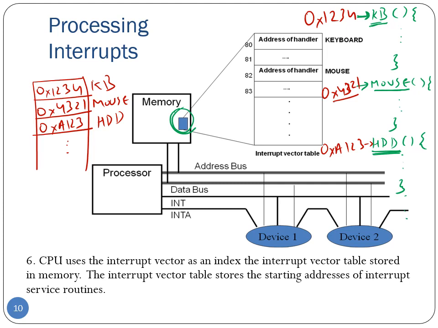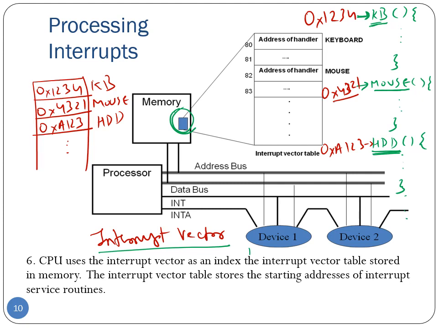A very nice thing about this table is you don't really need to search in this table for the address of the interrupt handler that you're looking for. Recall the interrupt vector that is placed by an IO device on the data bus to identify itself. This table is actually arranged according to the interrupt vector of the IO devices.